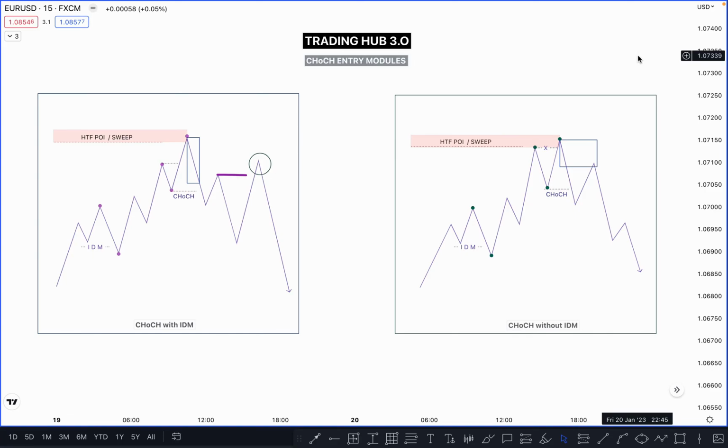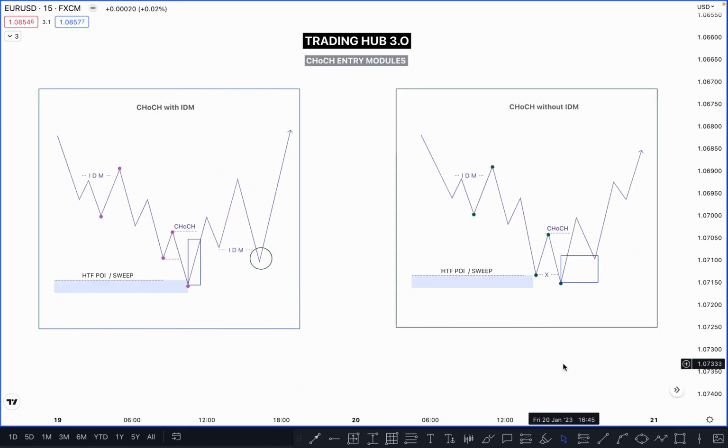Another possible scenario is CHoCH with flip, and the flip entry model also, which will be covered in the next chapter. The same thing will be applicable in a bullish market, when the market taps your bullish PD zone, the bullish order block, and sweeps the previous major low.